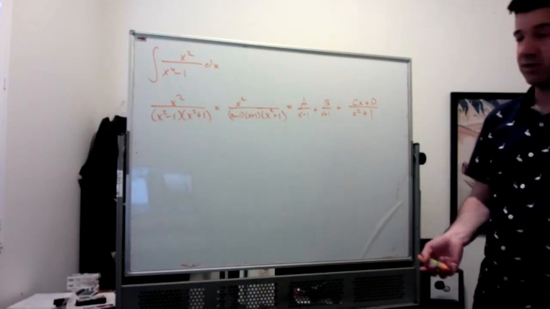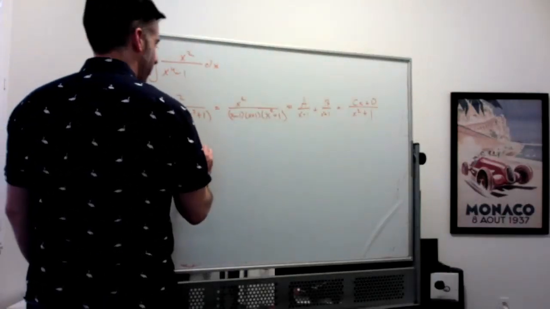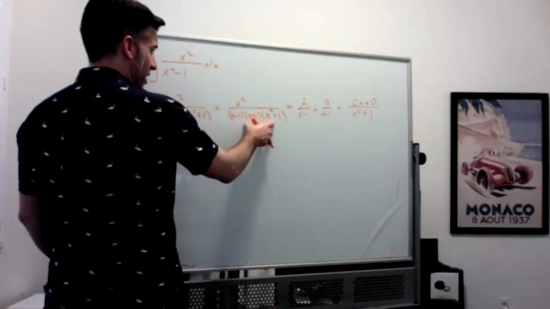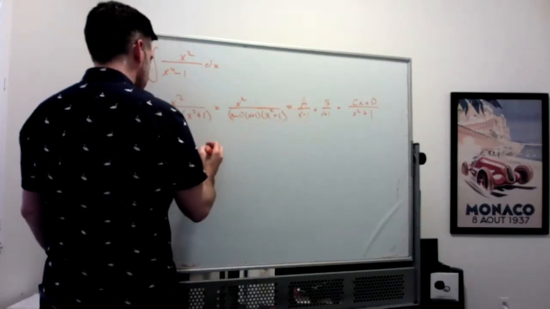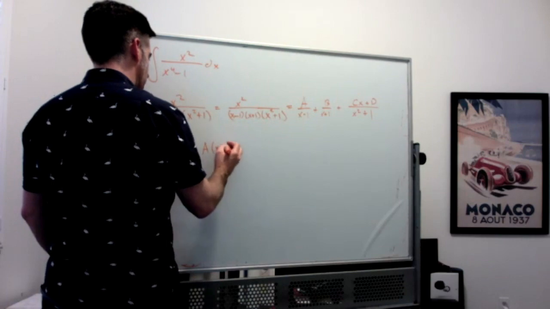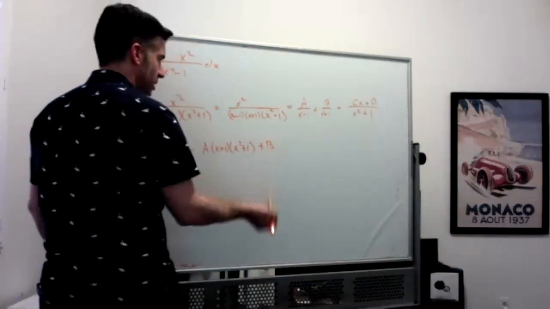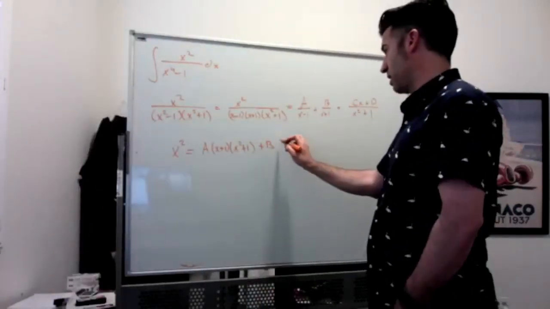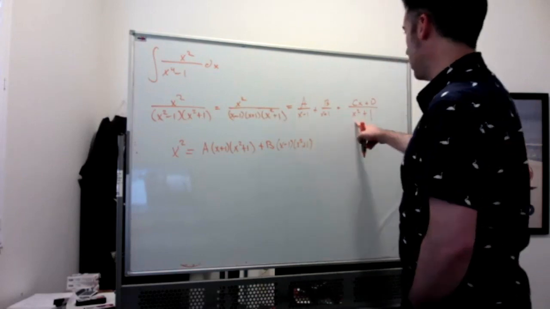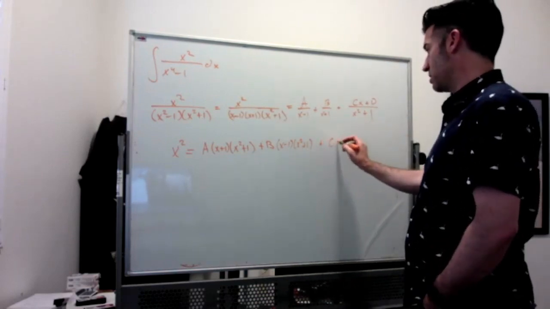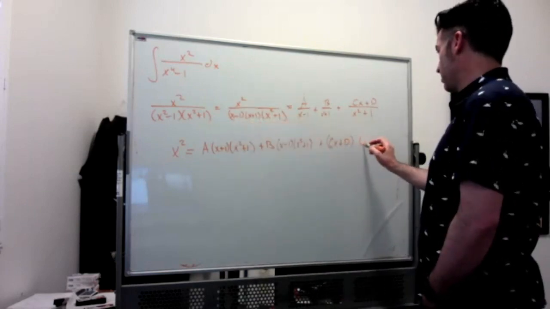And then we're going to multiply both sides by the denominator. So we're going to get x squared on the left. When you multiply by this denominator, when you multiply it by the a over x minus 1, the x minus 1's cancel. So you get a times x plus 1 times x squared plus 1. You get b, so the x plus 1's cancel, you get b times x minus 1 times x squared plus 1. And then here, the x squared plus 1 cancels, and you get cx plus d times x minus 1 times x plus 1.